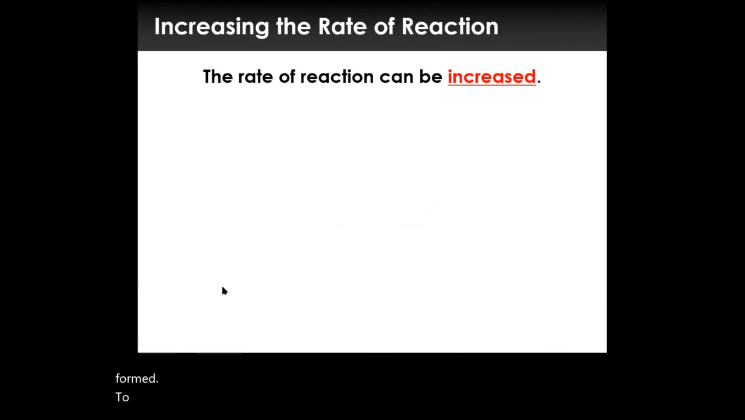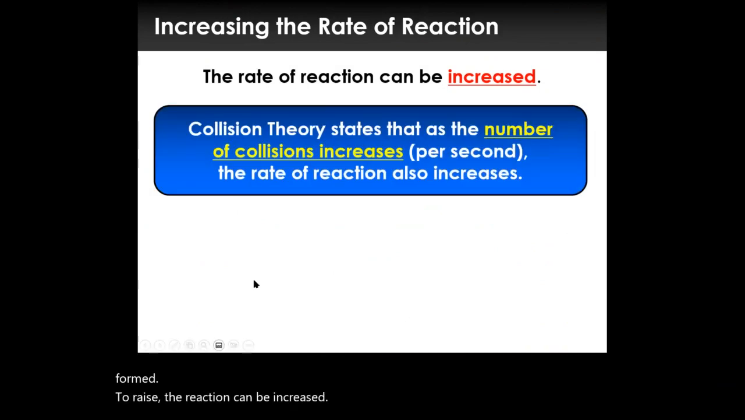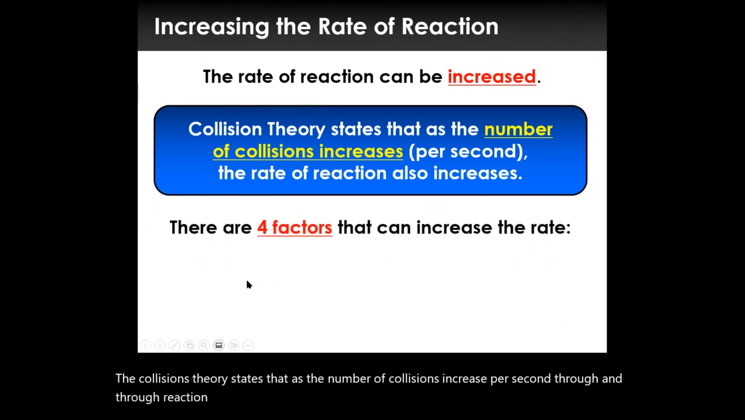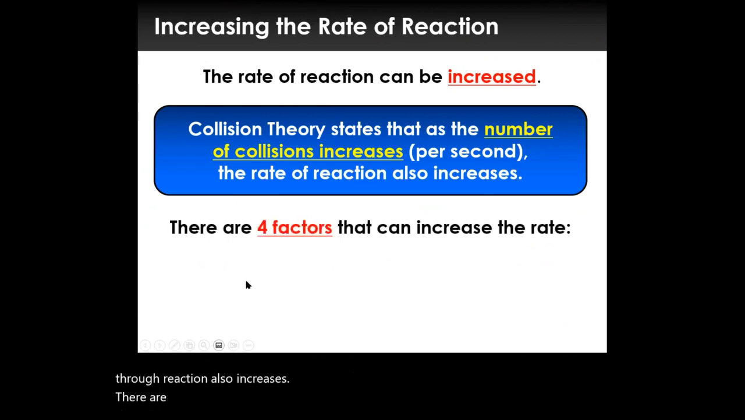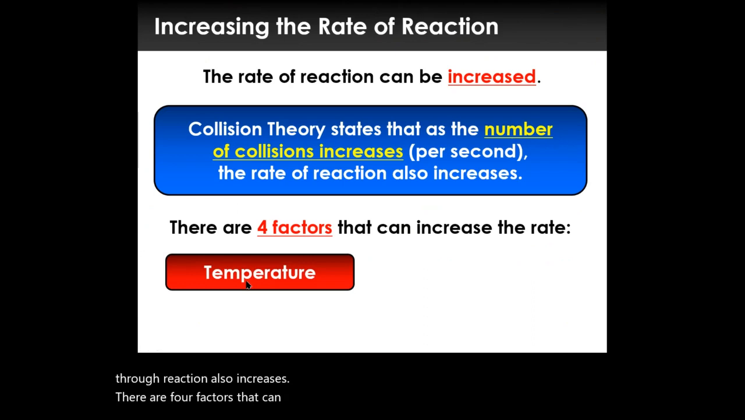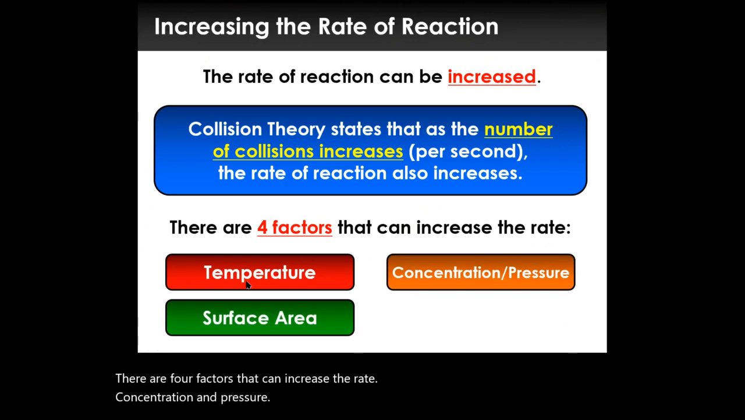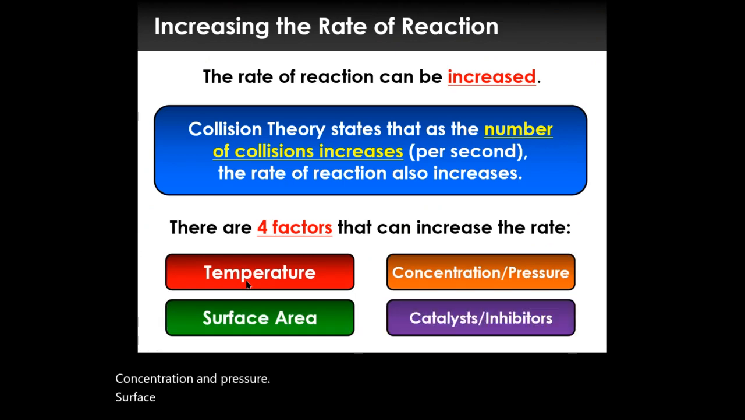The rate of the reaction can be increased. The collision theory states that as the number of collisions increases per second, the rate of the reaction also increases. There are four factors that can increase the rate: temperature, concentration and pressure, surface area, and catalysts or inhibitors.